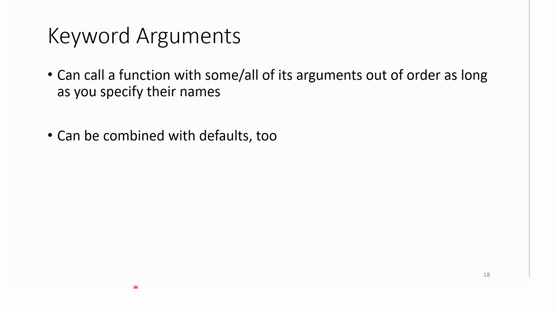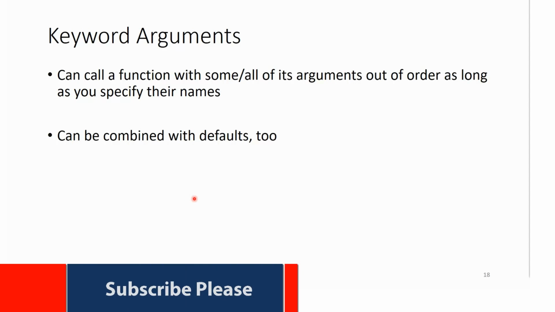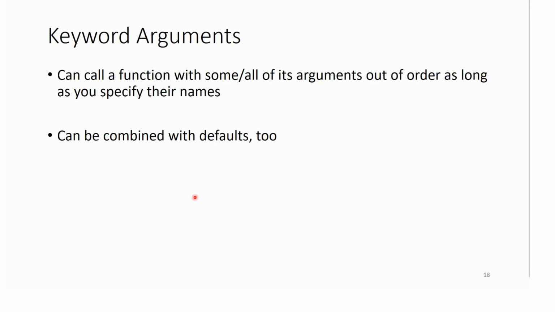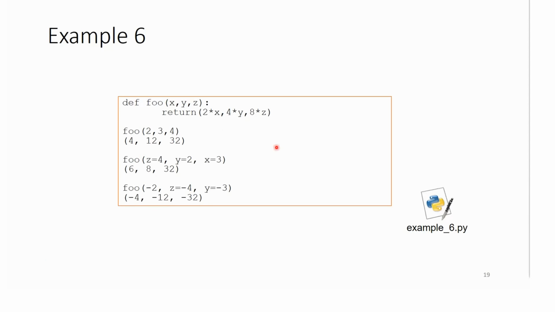Keyword arguments. Now with keyword arguments, we can call a function with some or all of its arguments out of order, as long as we specify their names. So basically, the values can be swapped if we give them the names, but if we don't, then the compiler will think that they were already in order. It could also be combined with defaults too. So let's, I think I have prepared an example.